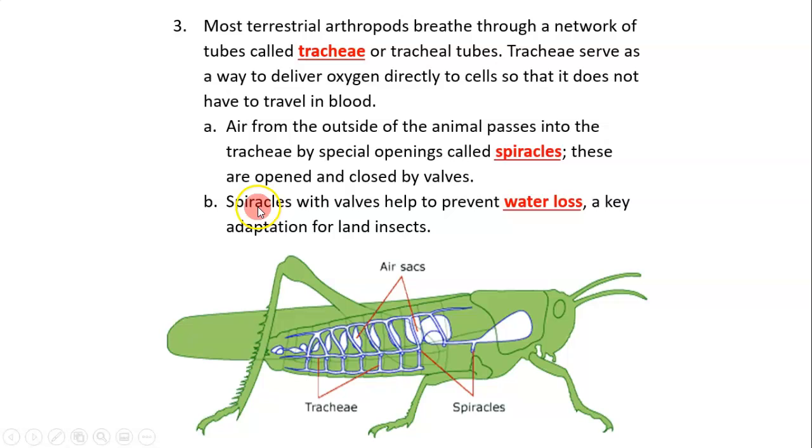Now, like I was saying, the spiracles have these valves, and the valves also help prevent water loss. If they were just to stay open the whole time, water could evaporate out through those spiracles, which would really cause a problem for the animal. So things like these valves and that hard exoskeleton that stopped evaporation were key adaptations for insects to be able to live on land.